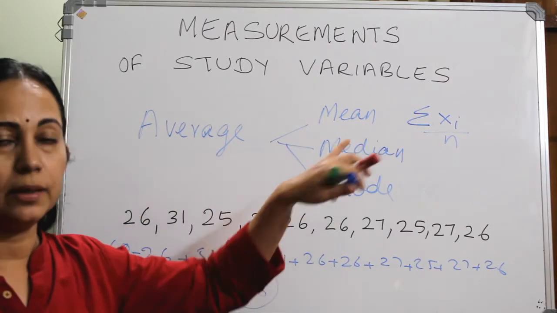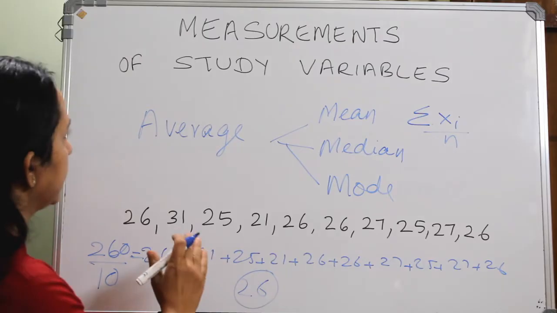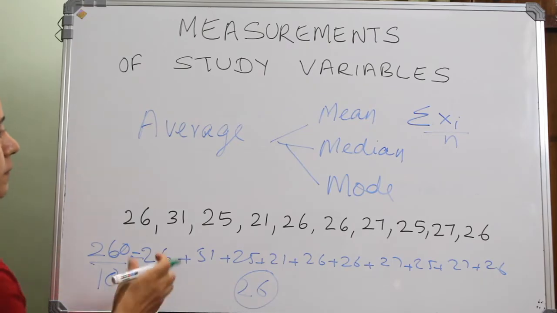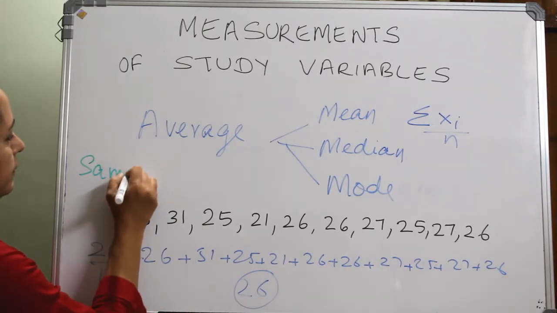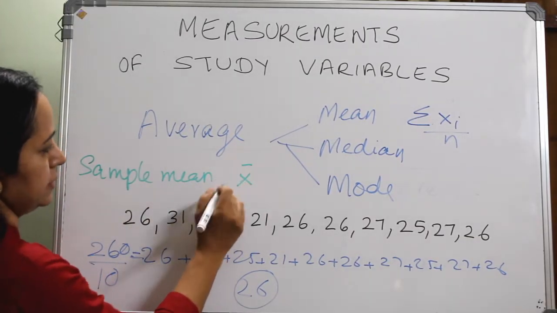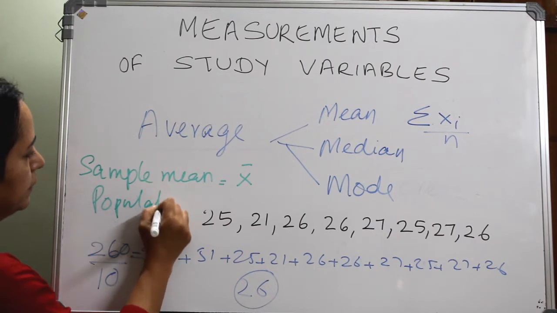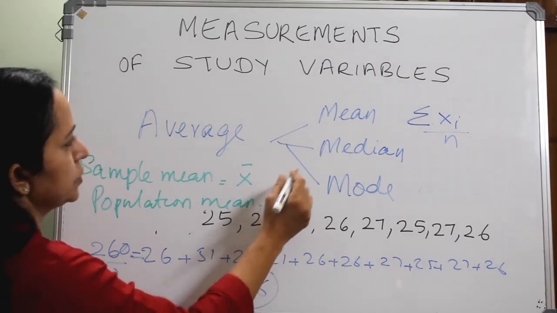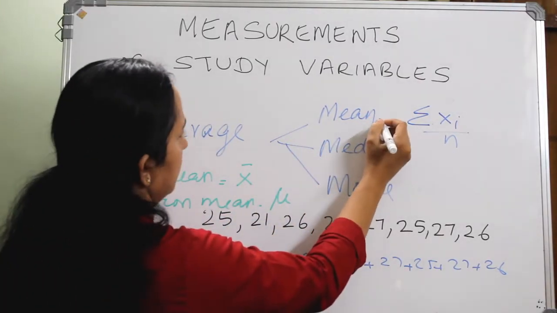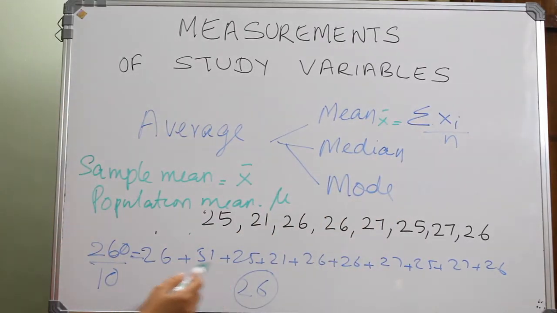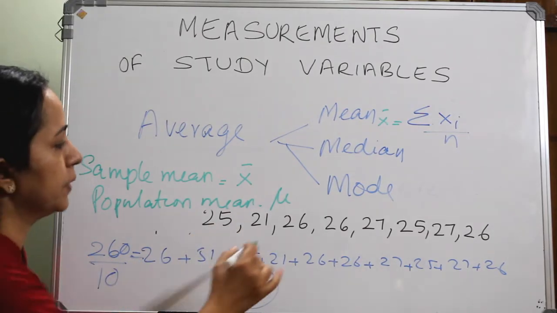So you get the mean, and the sample mean is written like this, where the population mean is denoted by mu. In this case it is sigma x divided by n, that is the sum of all divided by the number of variables, and the population mean is denoted by the term mu.